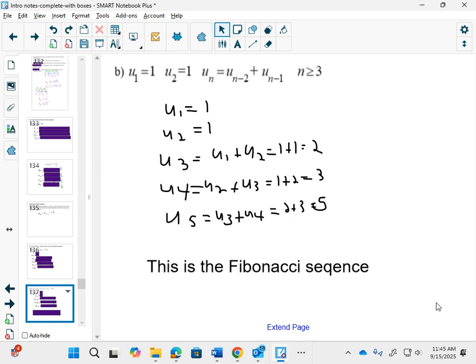What is the 800th Fibonacci number? Whew. You'd have to do this a long time, wouldn't you? Or maybe you could look it up on the internet. That's probably a good way to do it. ChatGPT would probably know what it is, right? Is there a formula for the Fibonacci numbers? There is. Maybe you'd look that up. I don't have it memorized.